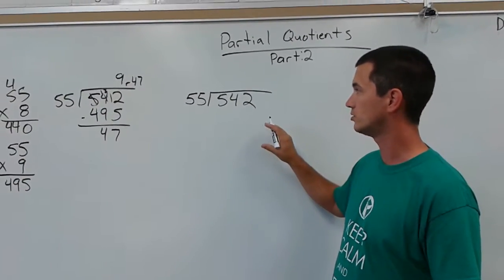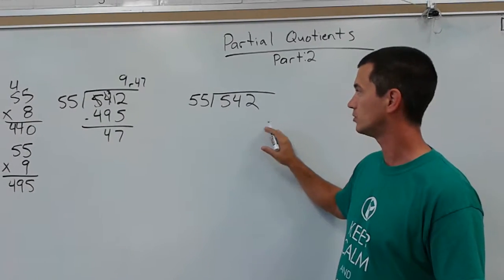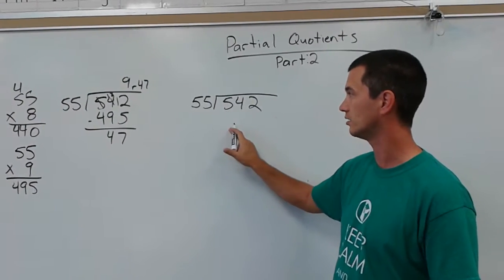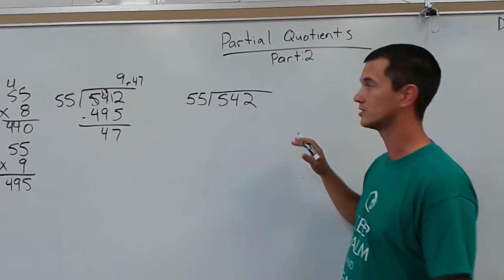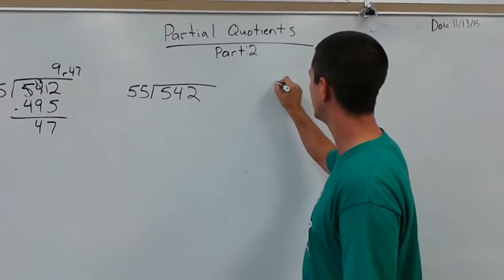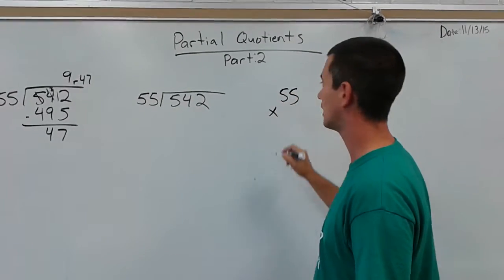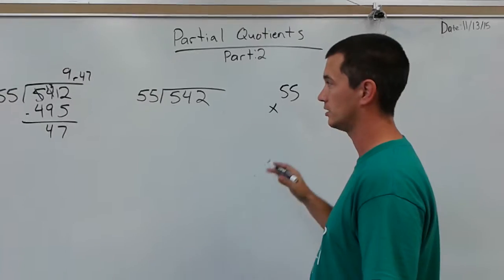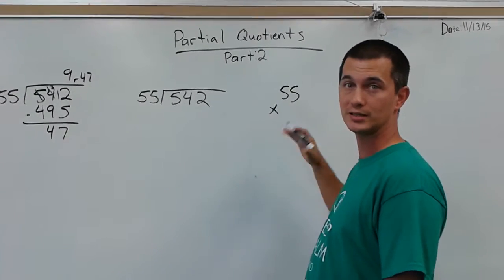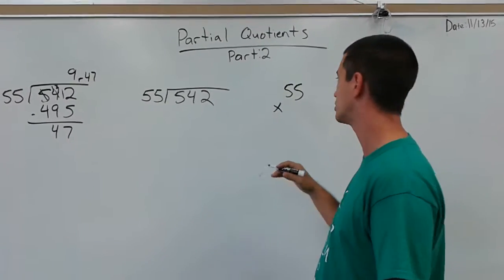So in order to do this with partial quotients, you can't put the 55 underneath here. So what you're going to do is off to the side with partial quotients, they can make a guess. They can come over here and say 55 times, really they can do anything. It doesn't have to be 9. And this is what makes partial quotients good, because you can guess and it's not going to come back to haunt you in the end.